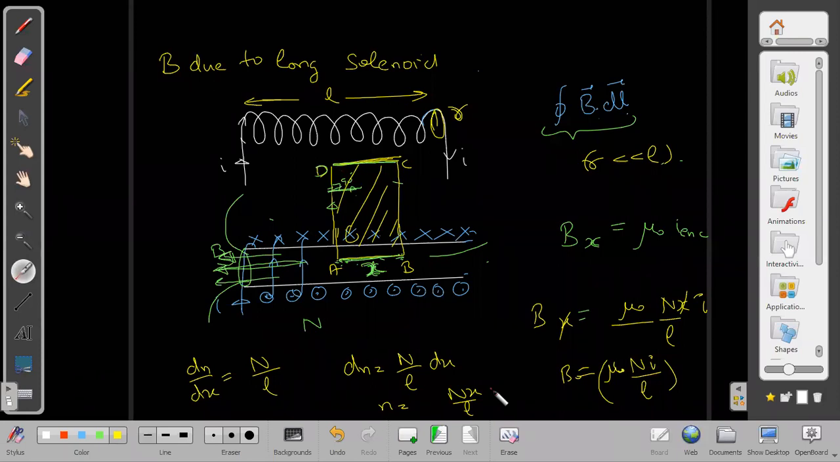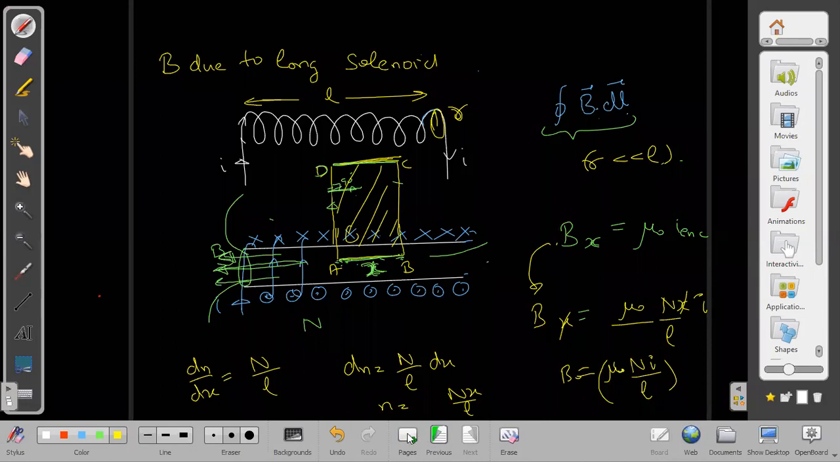But I want to explain everything, so now you don't think that it is tough. It is not tough at all. It is very simple, and the derivation starts here and ends here. It is so simple, a one step derivation. B is equal to mu naught into N I by L. Is it understood or not?